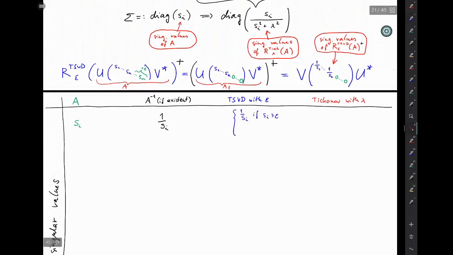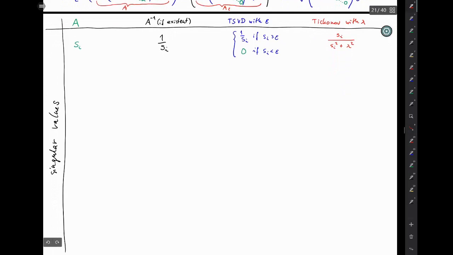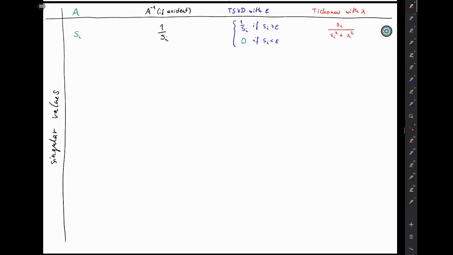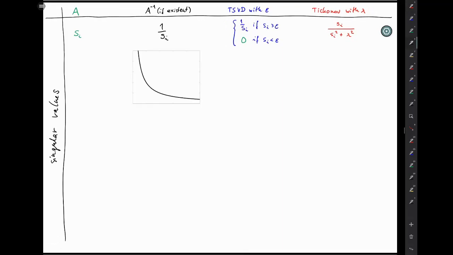Well, for the TSVD, we get the reciprocals of the singular values that are greater than or equal to epsilon. And we get 0 if your singular value was less than epsilon. Okay, and for Tichonov, we just have to copy that expression here. And that's your comparison. Okay, I can understand this is not great if you don't see graphs or something. So let's get the graphs in here. Well, 1 over Si as a function of Si has a graph like this. We know this. This is just 1 over x as a function of x.